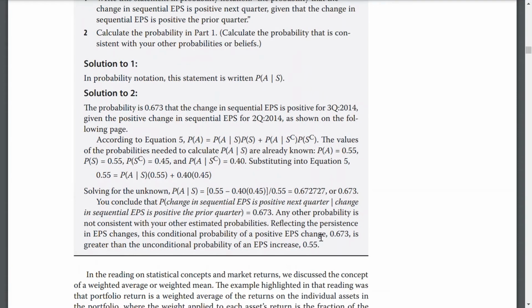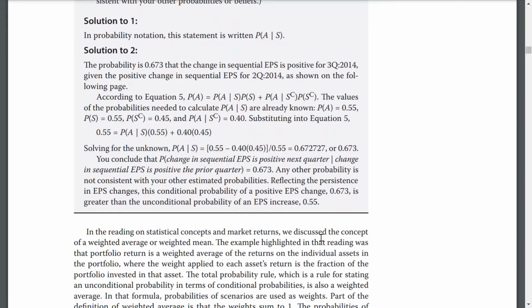Solution to 1 in probability notation. The statement is written as probability of A given S. Solution to 2, the probability is this much. That is, the change in sequential EPS is positive for third quarter 2014, given the positive change in sequential EPS in second quarter 2014. As shown on the following page, according to equation 5, a probability of A is this.